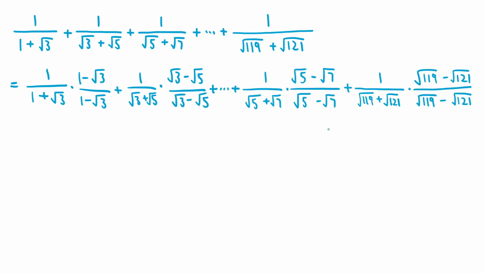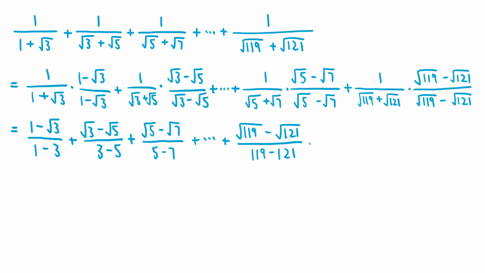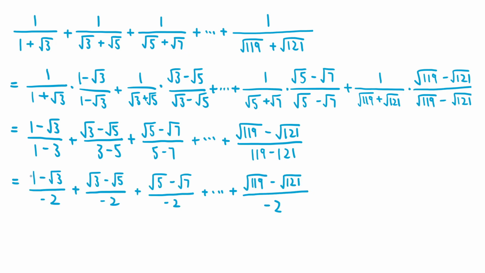And now we can use the difference of squares formula to simplify this expression in the same way, so this becomes 1 minus the square root of 3 over 1 minus 3 plus square root of 3 minus the square root of 5 over 3 minus 5, and so on. By this point, we can see that the denominator of each term has a value of -2, and this also comes from the fact that in the original expression, the integer pairs in the square roots of each denominator have a difference of 2. So for example, 3 and 5 have a difference of 2, and 5 and 7 also have a difference of 2. So this expression becomes 1 minus the square root of 3 over -2 plus square root of 3 minus square root of 5 over -2, and so on until the last term.